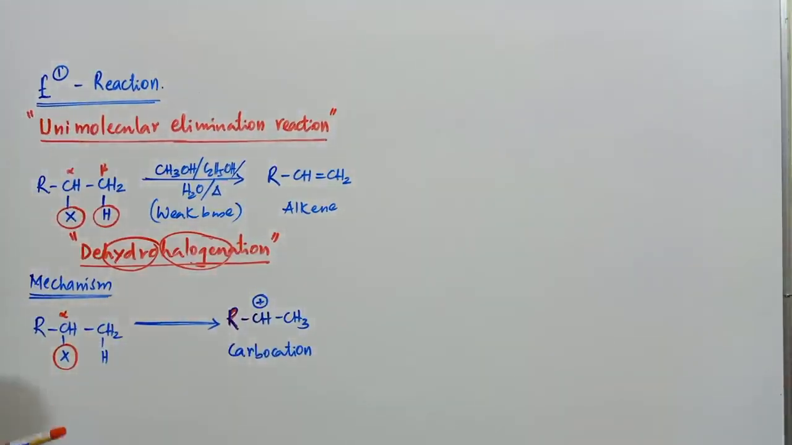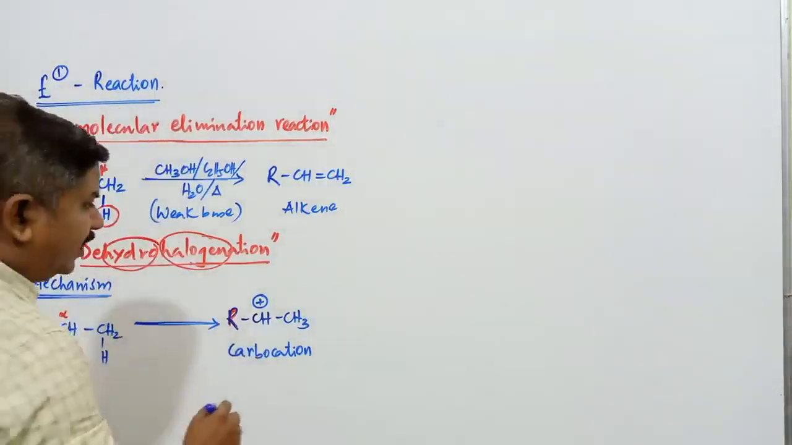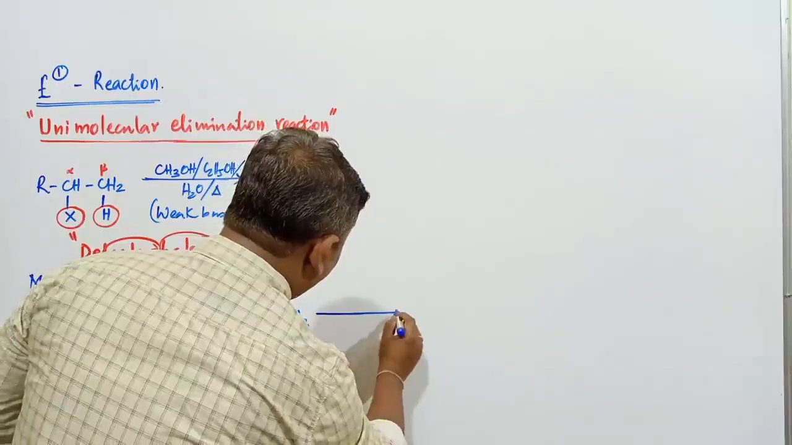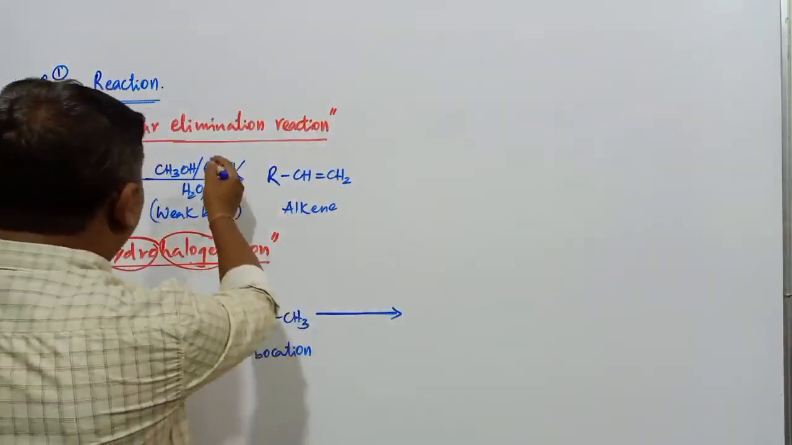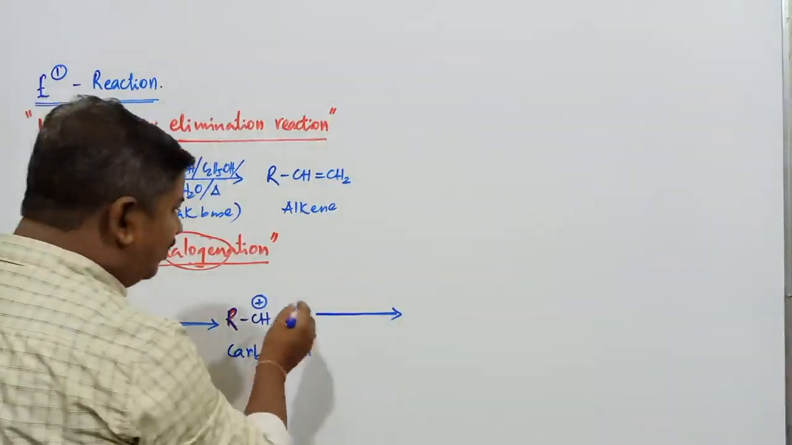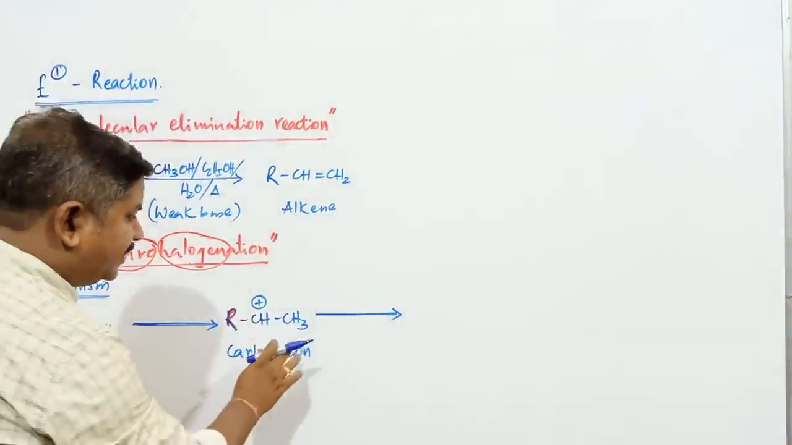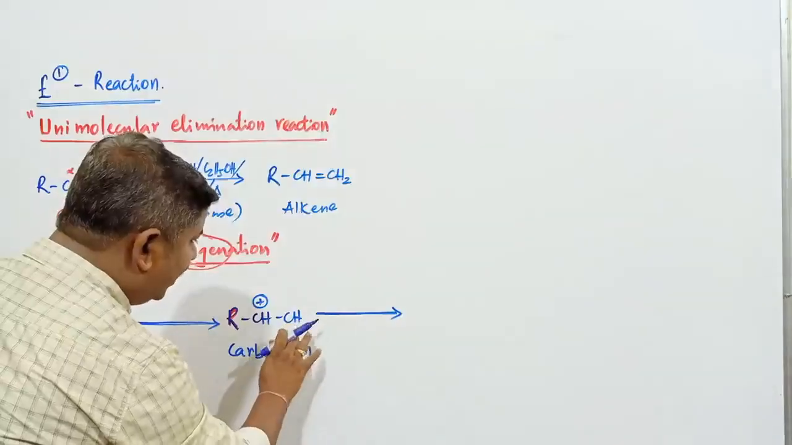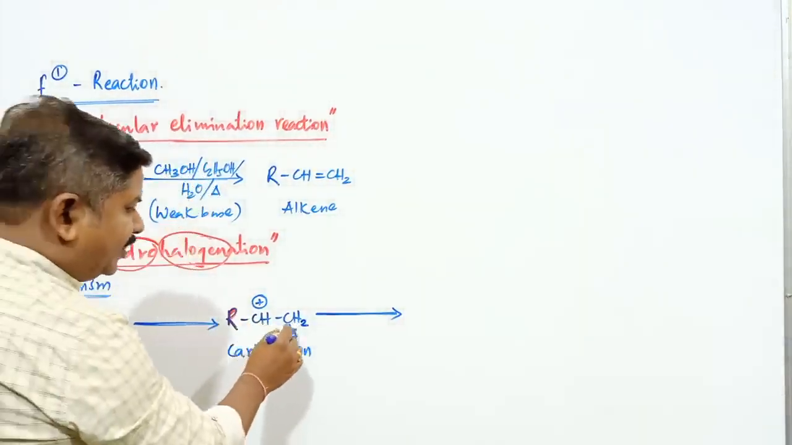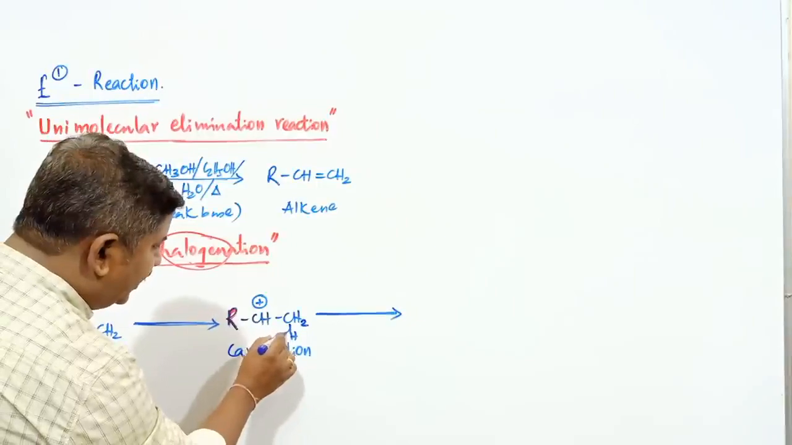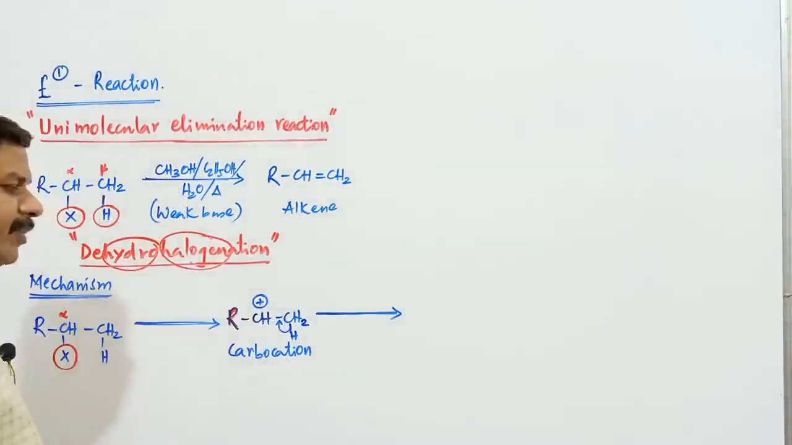Now in this particular reaction, formation of the carbocation takes place. Afterwards, a weak base is going to be added. Weak base means it may be any weak base. In presence of that weak base, elimination of this hydrogen takes place. So now this is the carbocation, and there is elimination of this proton. These electrons are involved in the formation of the double bond.